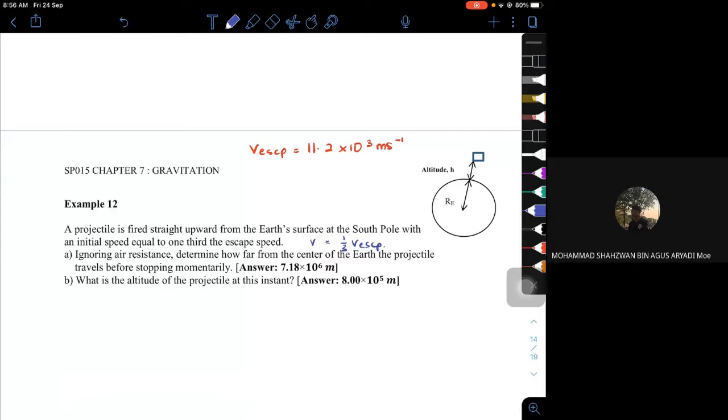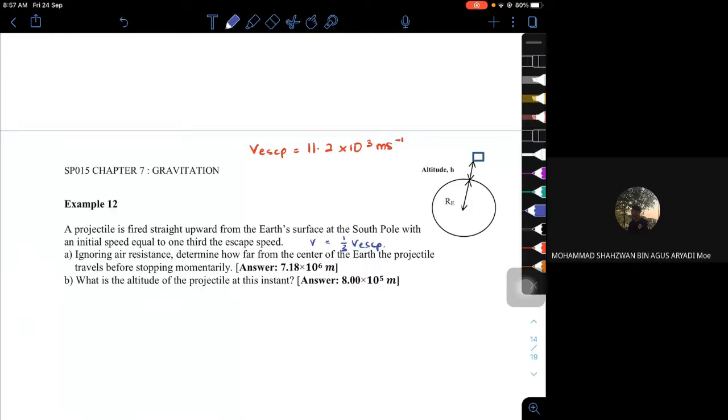Tak cukup laju, Miss. Kenapa tak cukup laju? I mean, apa keyword dia tu? Kenapa dia tak berjaya escape? Macam mana kamu tahu dia tak berjaya escape? Anyone? Come on guys, you can think. 1/3 tu. Ya, betul. Thank you. Siapa ni? Syazwan. Kan? Sebab V yang dia pergi tu only 1/3 of the escape velocity.